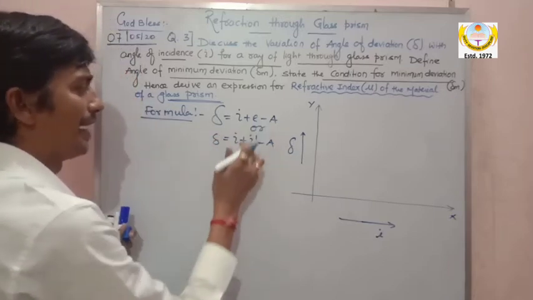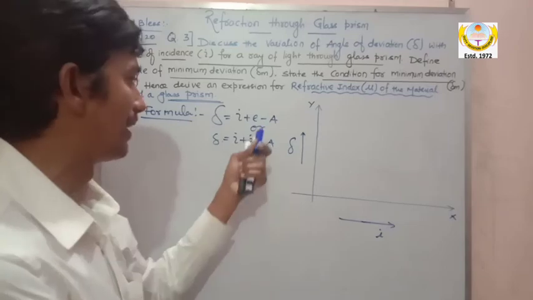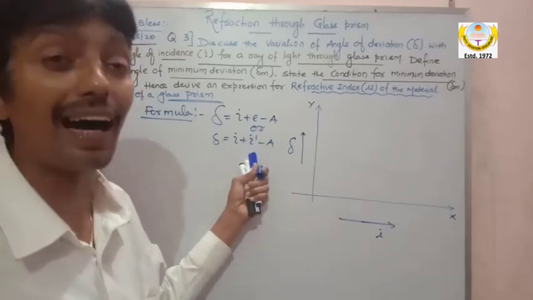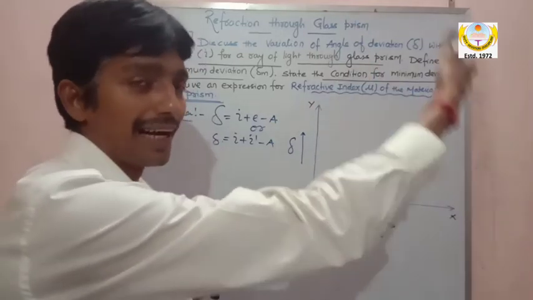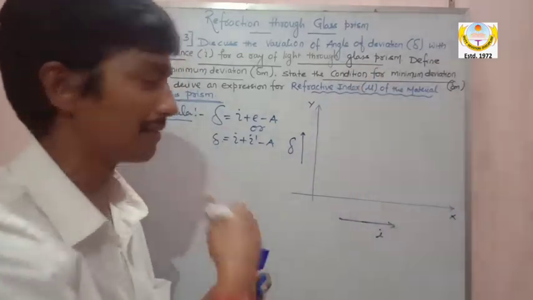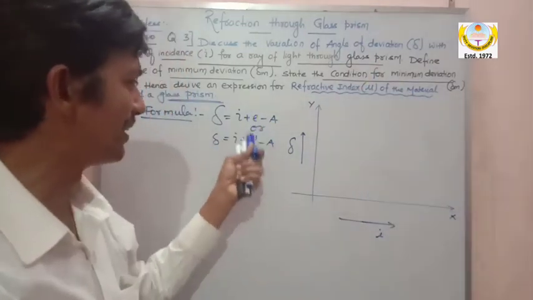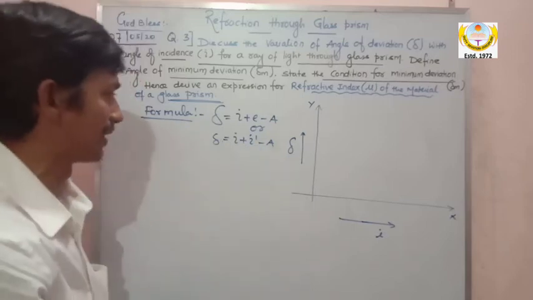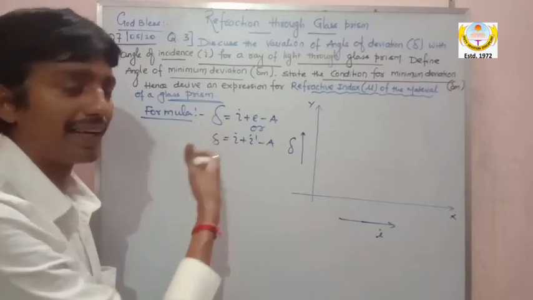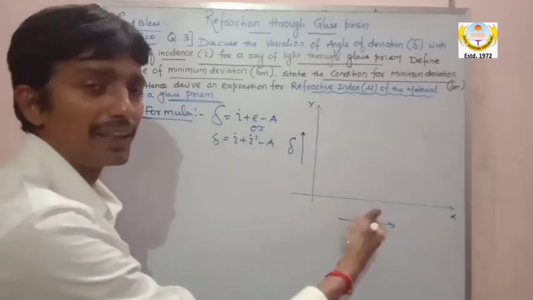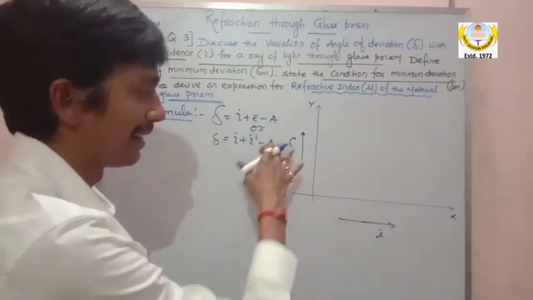Because E or I dash is the same, my dear, the emergent angle can be called another angle of incidence if we take it from the right side, and the emergent will be on the left side. So that is the way E is represented by I dash also in the diagram. So this is the formula, and by this we calculate delta for various values of I. So here I and delta are plotted.